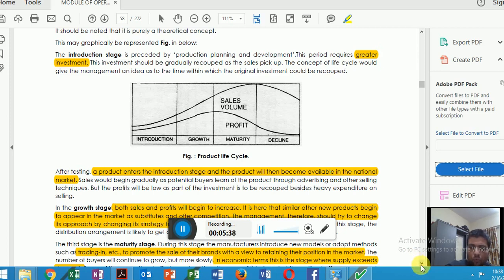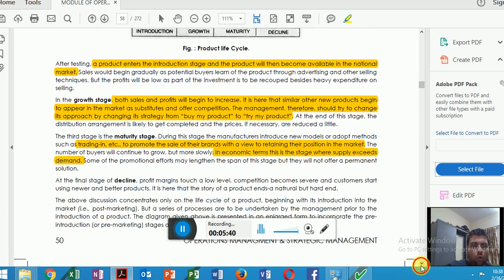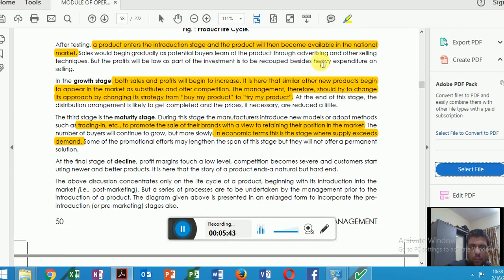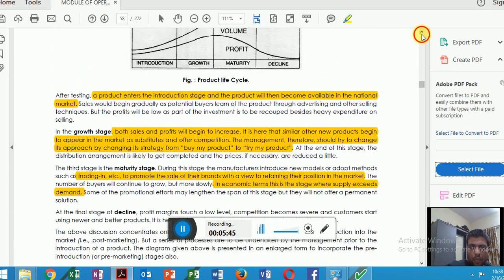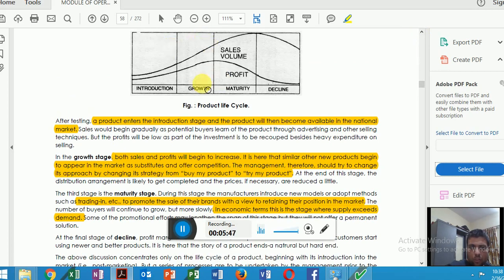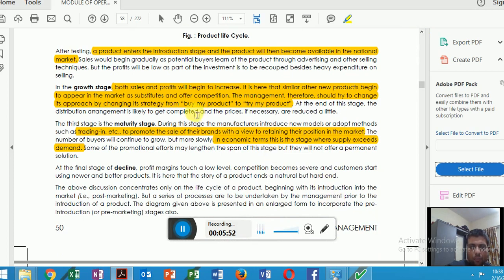Now if we move forward to the growth stage, in the diagram, this part is the growth stage. In the growth stage, I have highlighted some more points. What happens in the growth stage, as the name is self-explanatory, is that the sales and the profit start increasing. As a result, the new product which is launched in the market has more profit to its name.